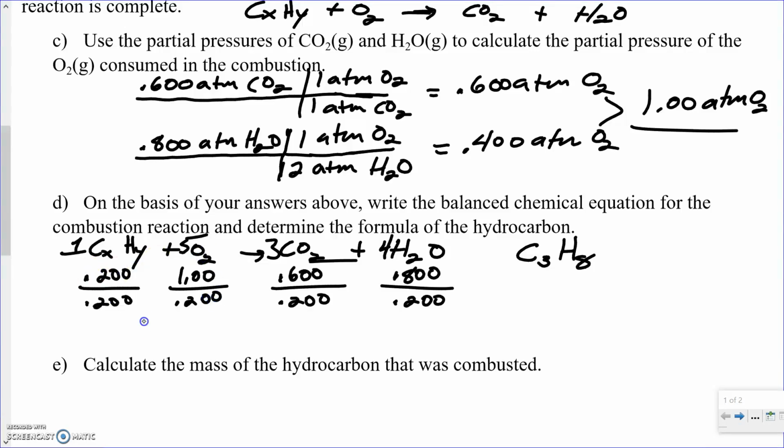And again, we can use atm because of the relationship PV equals nRT, as long as our volume stays constant, temperature stays constant, R stays constant. Our moles and pressure are going to have the same basic relationship, so we can use moles and pressure pretty well synonymously throughout this type of problem.